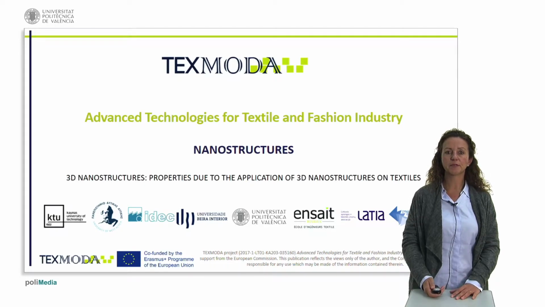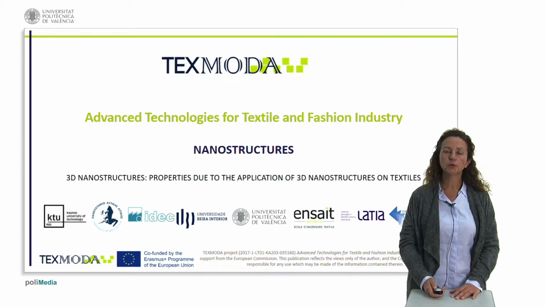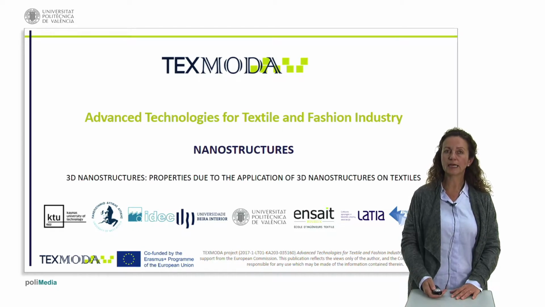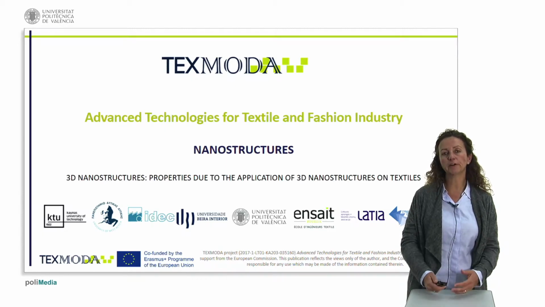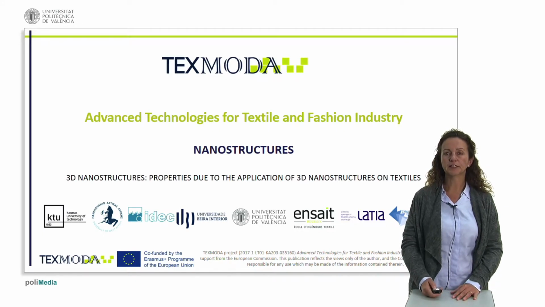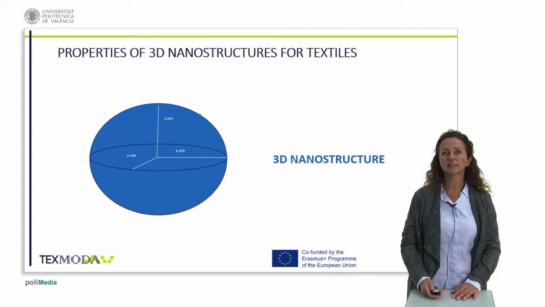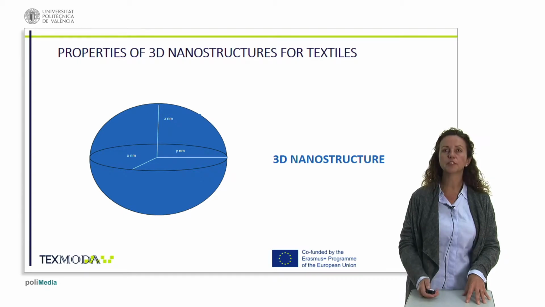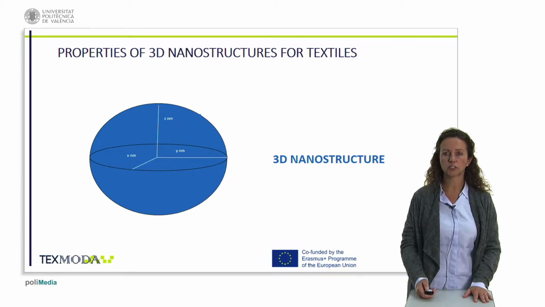Hello, welcome everybody. On this occasion, we are going to deal with the last video of this unit, and we are going to talk about the properties which could be conferred to textiles due to the application of 3D nanostructures on textiles. As we have seen, a nanostructure in 3 dimensions could be a structure with nanometric dimensions in each direction.